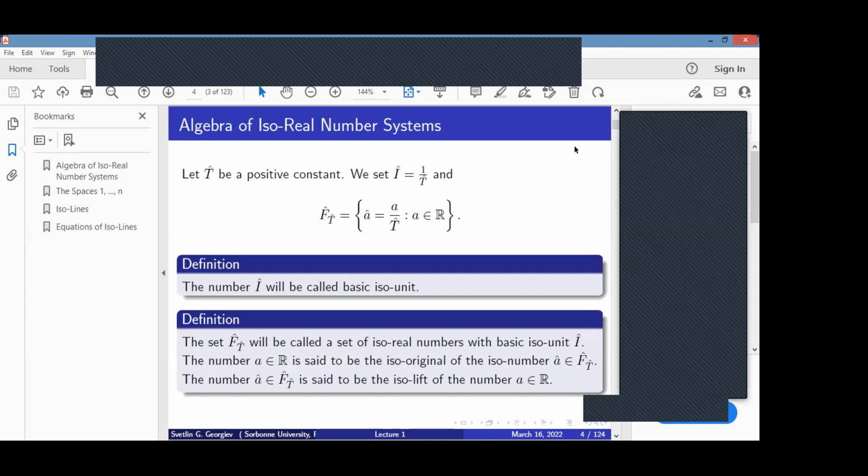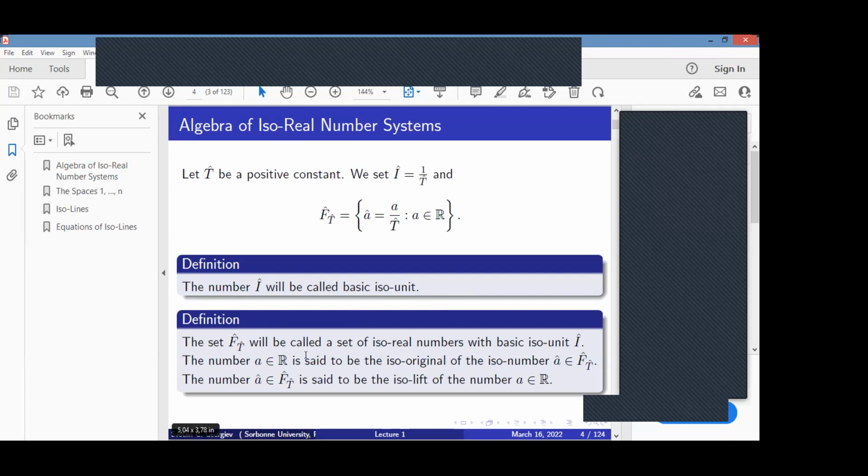With hat I, we will take the inverse of this positive constant, hat T, and then we define the set hat F of hat T in this way, which will be the set of all real numbers divided by the element hat T. This element hat T is the isotopic element. The number hat I, which is the inverse of the isotopic element, will be called the basic iso unit. The set hat F of hat T, which is obtained by the division of all real numbers by this isotopic element hat T, will be called the set of iso real numbers with basic iso unit hat I.